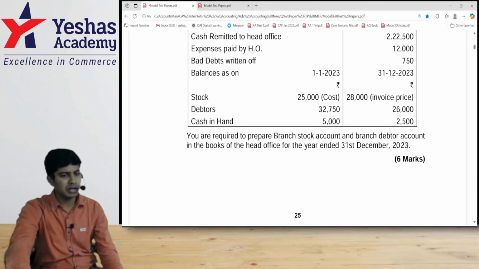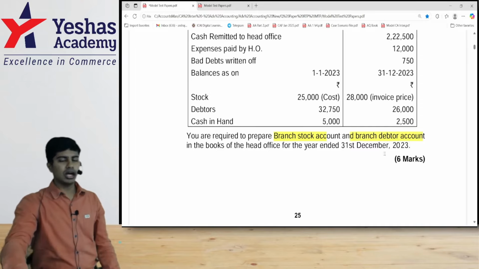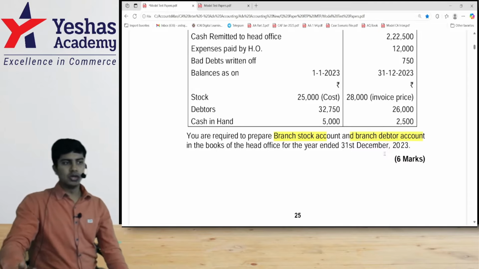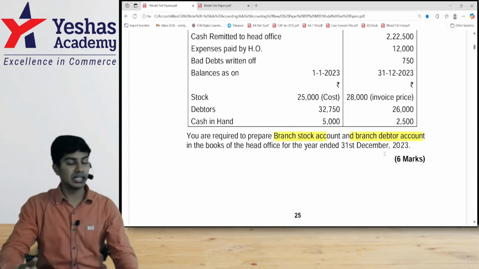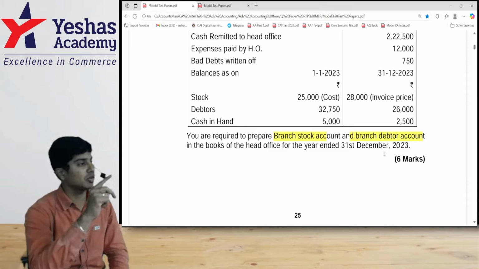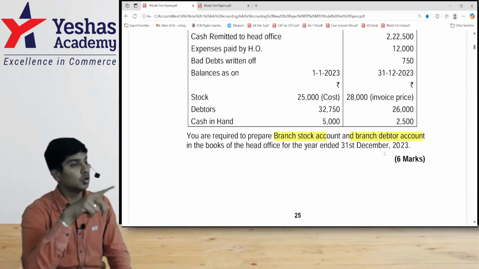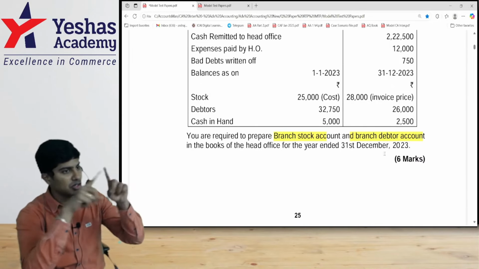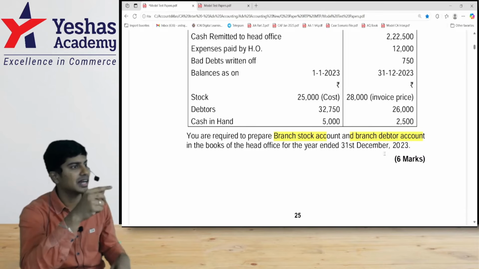You are required to prepare the branch stock and branch debtors accounts. Branch stock account: stock opening, goods sent to branch, sales, and the closing balance should be written at cost price or invoice price? Invoice price. The load on this has to be removed by preparing a separate account called the branch stock adjustment account.